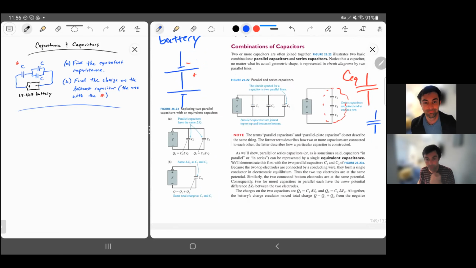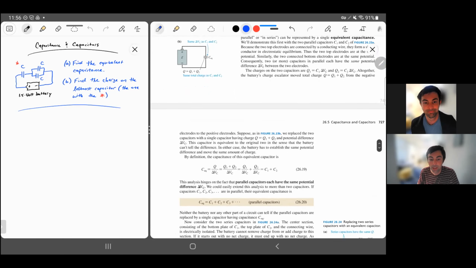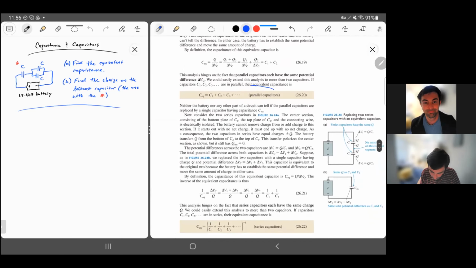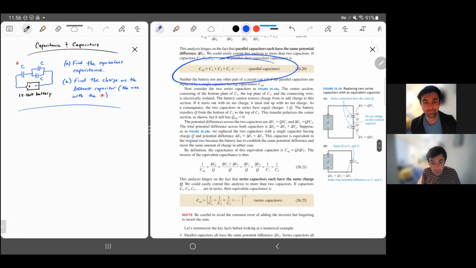So those are the rules for seeing if two things are connected either in series or in parallel. If you have two capacitors or any number of capacitors in parallel, this is how you find the equivalent capacitance. And if you have any number of capacitors in series, you have this formula, which is a little more complicated. This is called adding harmonically versus just adding up the capacitances.